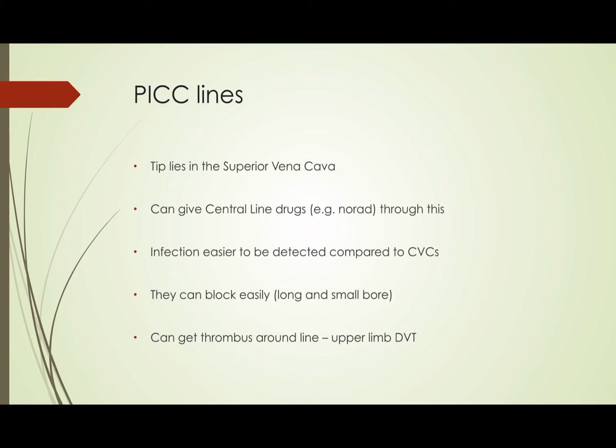They can block much more easily than central lines, however, because they're much smaller bore to be able to fit through a peripheral vein, as opposed to through a central vein such as the internal jugular. And always be wary of PICCs because they can form thrombus around them, and if they do, patients can end up with deep-seated venous thromboses in deep veins in the arms. And so swollen red arms, always think about DVTs in patients with PICC lines, and if they do have it, take it out.